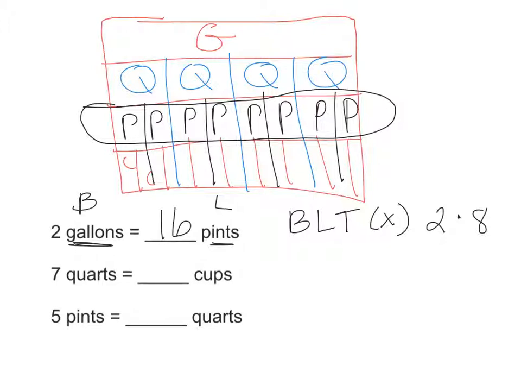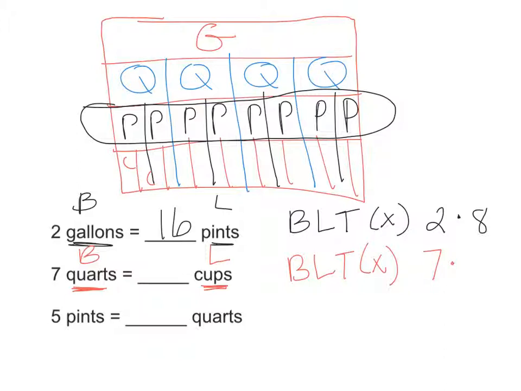Alright, now let's try and go from quarts. My next example says I have 7 quarts and I want to change that to cups. Well, a quart is bigger than a cup, so a quart is big and it's going to a little unit, so this is BLT. Again, this is going to be multiplication. And I know I have 7 quarts, so I'm going to multiply 7 by something.